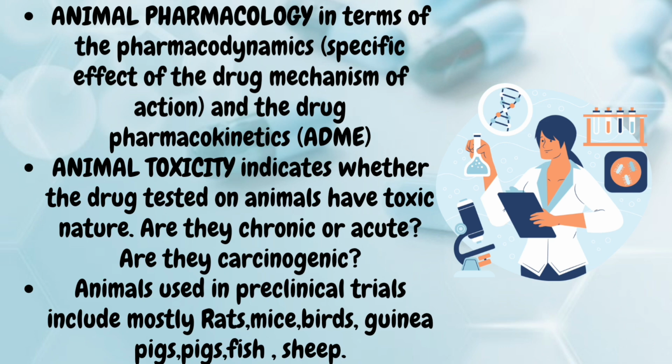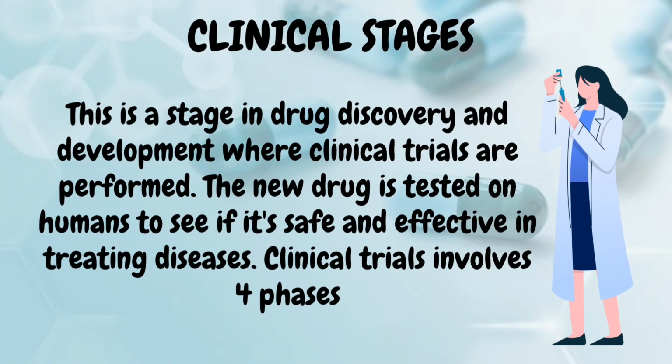Let's move to the next stage, the clinical stage or clinical trials. This is the stage in drug discovery and development where clinical trials are performed. The new drug is tested on humans to see if it is safe and effective in treating disease. Clinical trials involve 4 phases. We have phase 1, phase 2, phase 3, and phase 4.